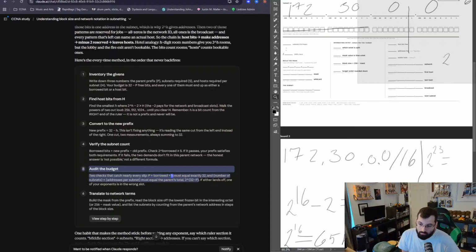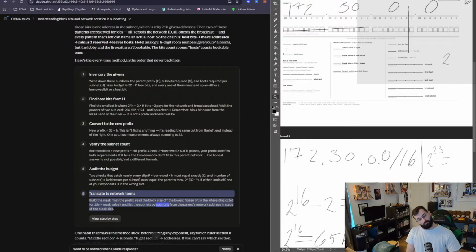Two checks catch nearly every slip. P plus borrowed plus H must equal exactly 32, and the number of subnets times addresses per subnet must equal the parent's total, 2 to the 32 minus P. If not, one of your exponents is in the wrong slot. Step 6, translate to network terms: build the mask from the prefix. Read the block size off the lowest frozen bit in the interesting octet, or 256 minus the mask value, and list the subnets by counting from the parent's network address in steps of the block size.